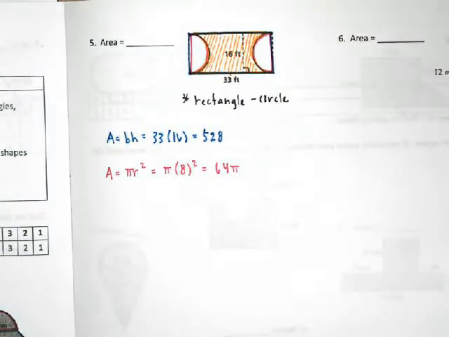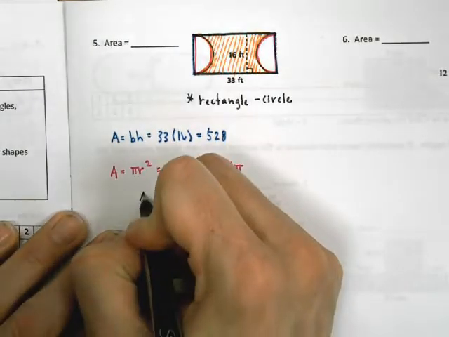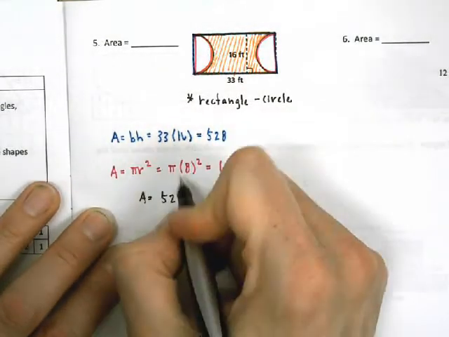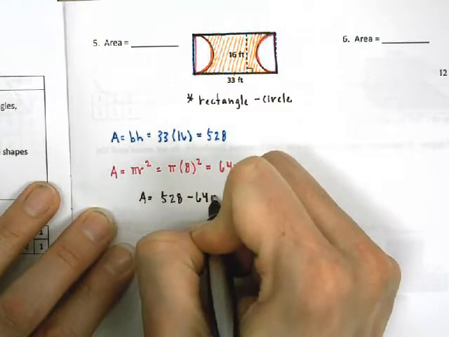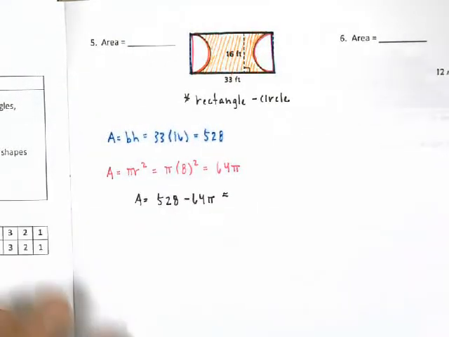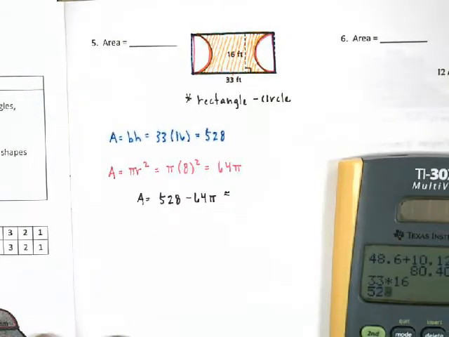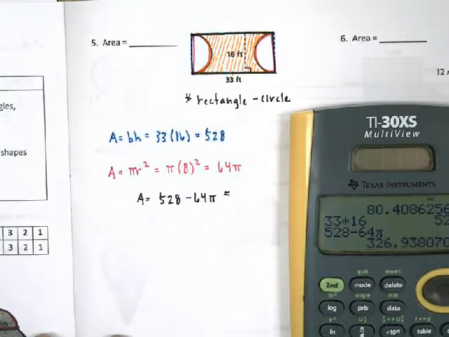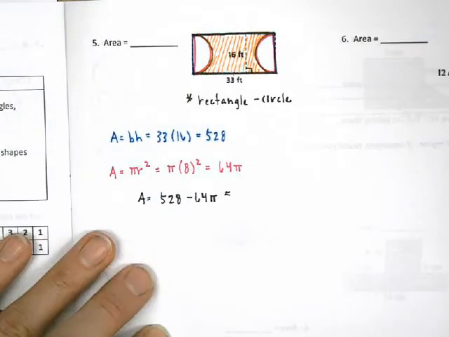So now we have to be careful that we're not rushing through. To find our total area, remember now we want to subtract. So I'm doing 528 minus 64 pi, and we get approximately 326.9 square feet.